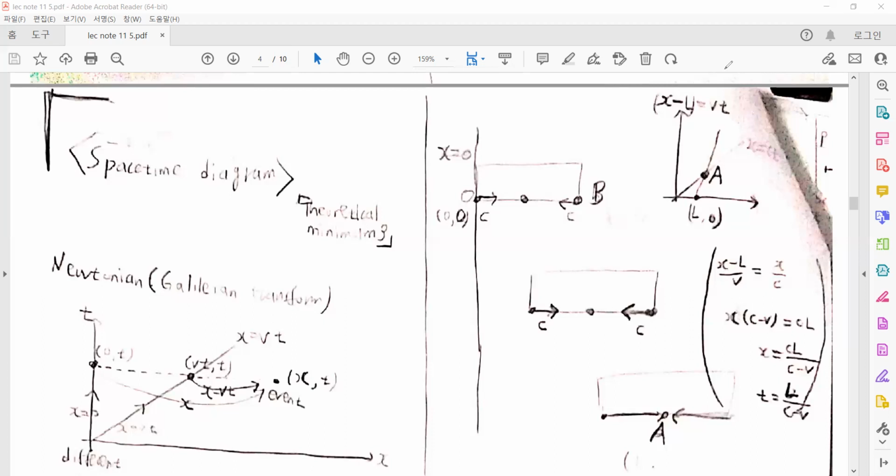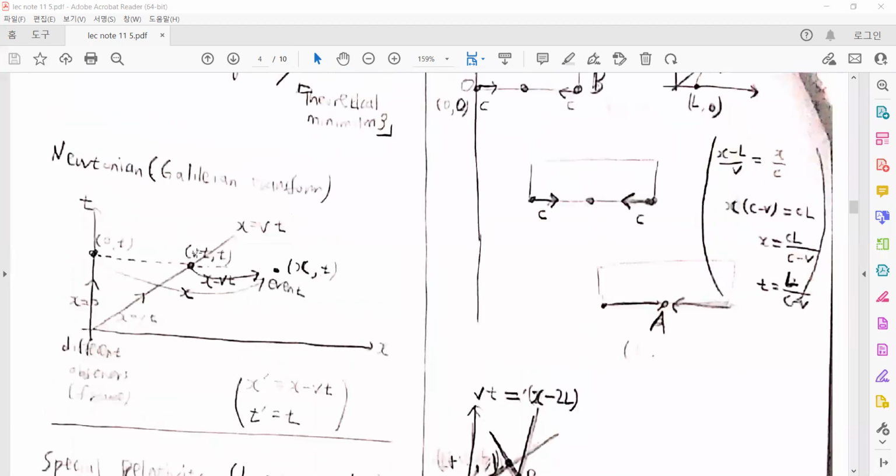So first of all, there is the Galilean relativity with the Galilean transformations in the space-time diagram, X and T. And there are two possible observers: the last prime, which is just X equal to 0, and the moving observer prime, X equal to VT.